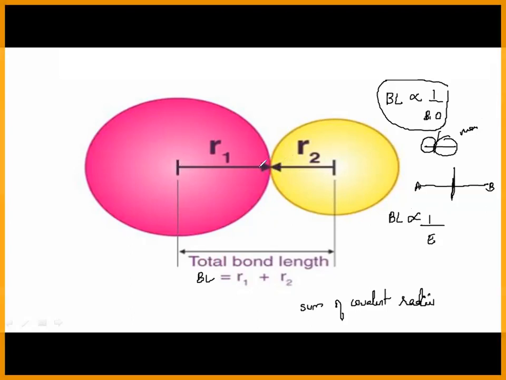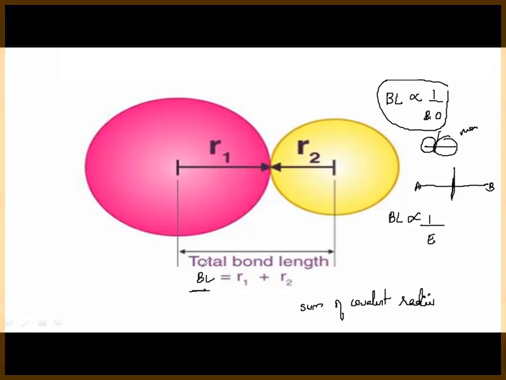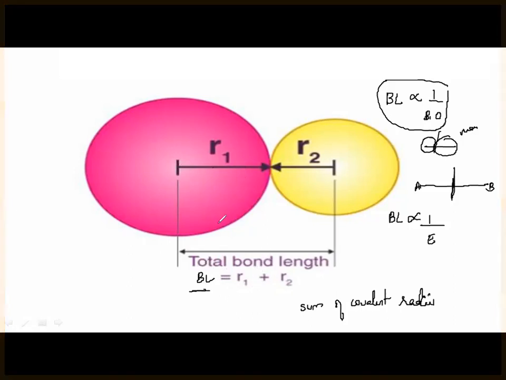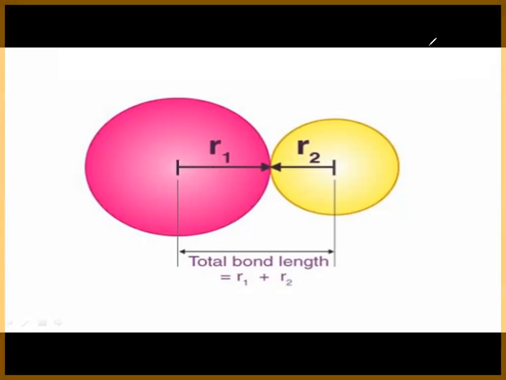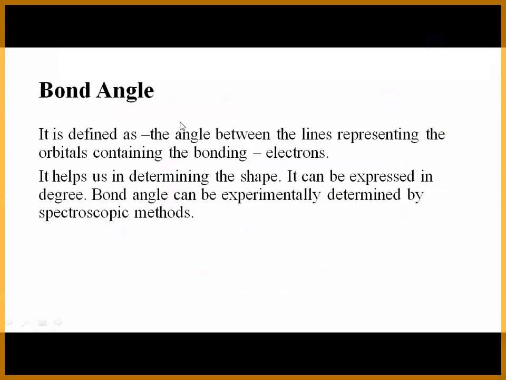Bonded atoms tend to absorb thermal energy from the surroundings and they constantly vibrate. These vibrations cause the bond length to vary. Therefore, it is important to note that the bond length of a covalent bond represents the average distance between the nuclei of the two combining atoms. Understood? So this is about the bond length. Is that clear?